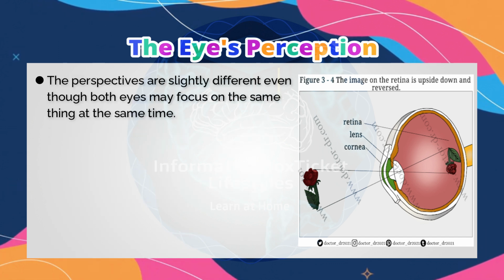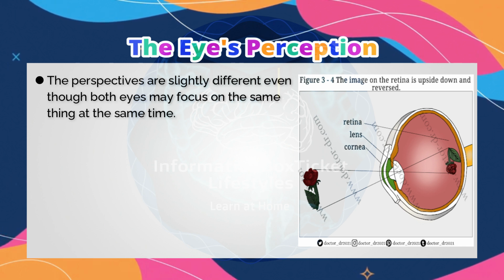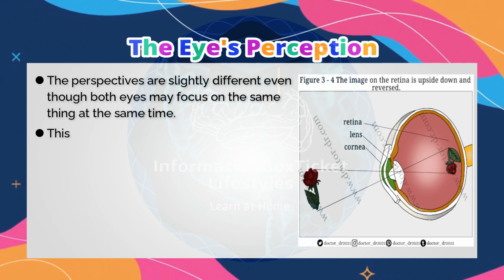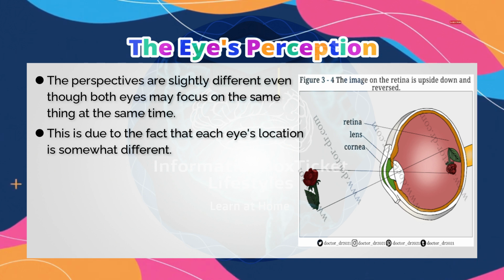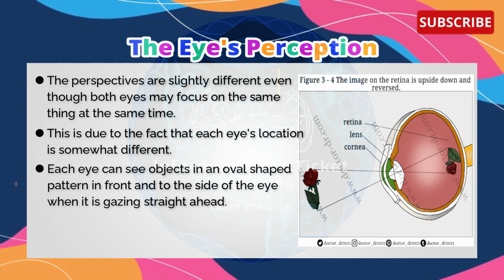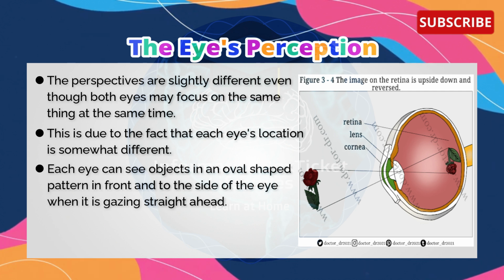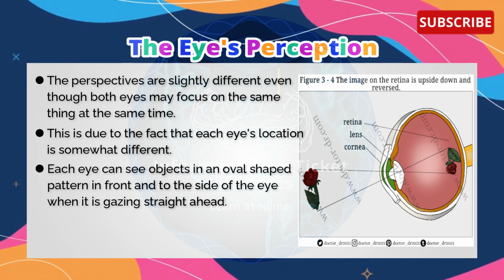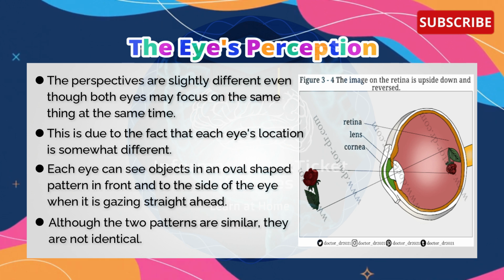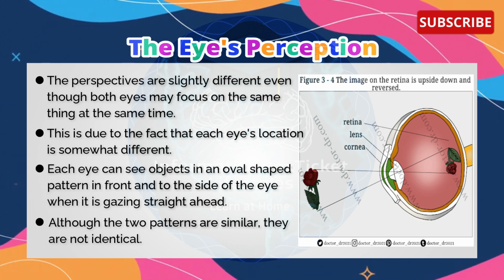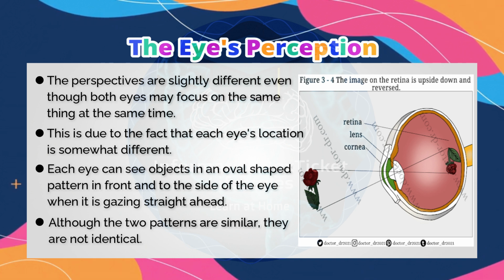The perspectives are slightly different, even though both eyes may focus on the same thing at the same time. This is due to the fact that each eye's location is somewhat different. Each eye can see objects in an oval shape pattern in front and to the side of the eye when it is gazing straight ahead. Although the two patterns are similar, they are not identical.